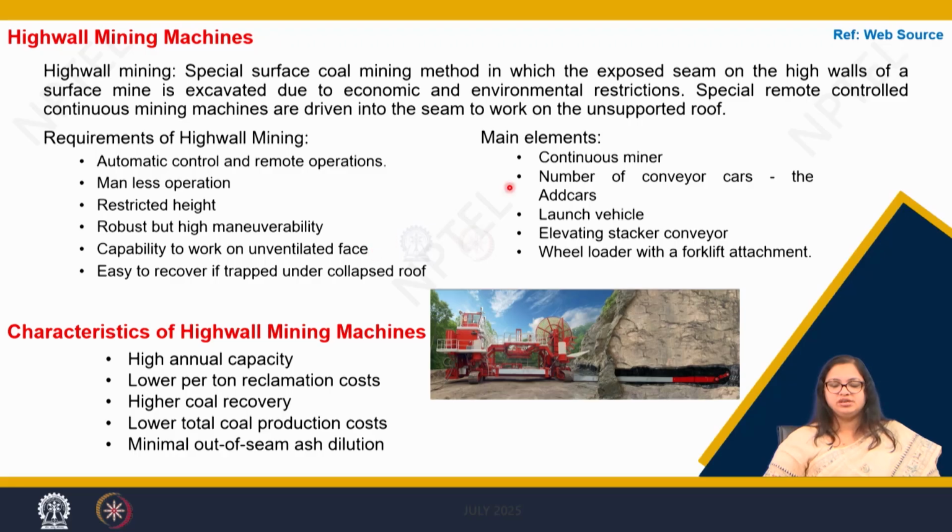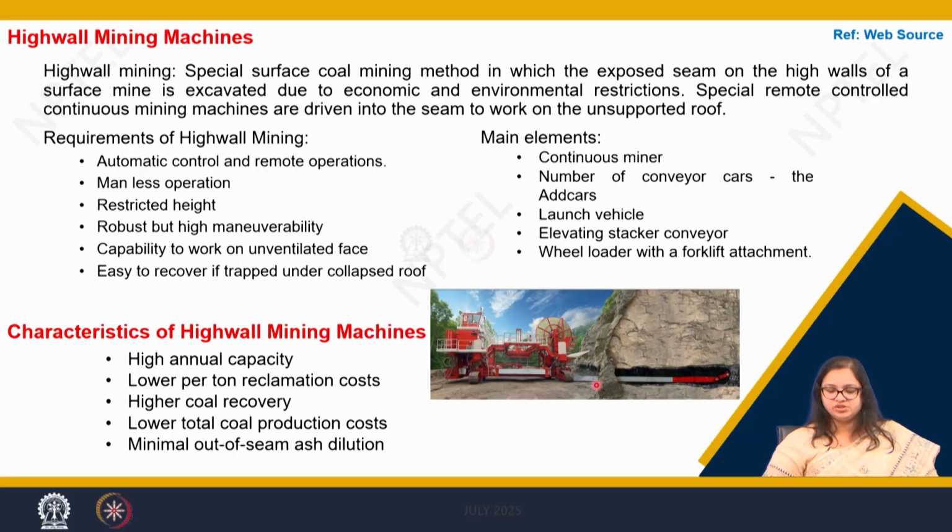Now when we see the main elements of this high wall mining machine, here we see there is a continuous miner. Continuous miner means there is a cutter head which is continuously cutting onto the ore body. There are a number of conveyor cars, that is the add cars. You can see there is a stack here which pushes onto the number of conveyor cars that is required to take out the ore body that is being cut by this continuous miner.